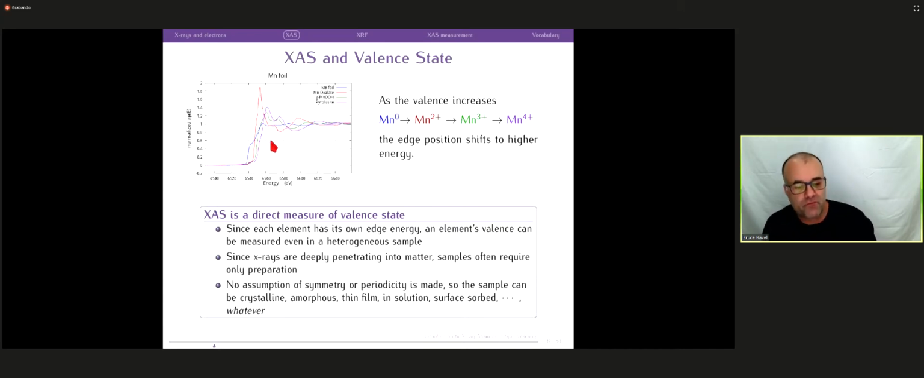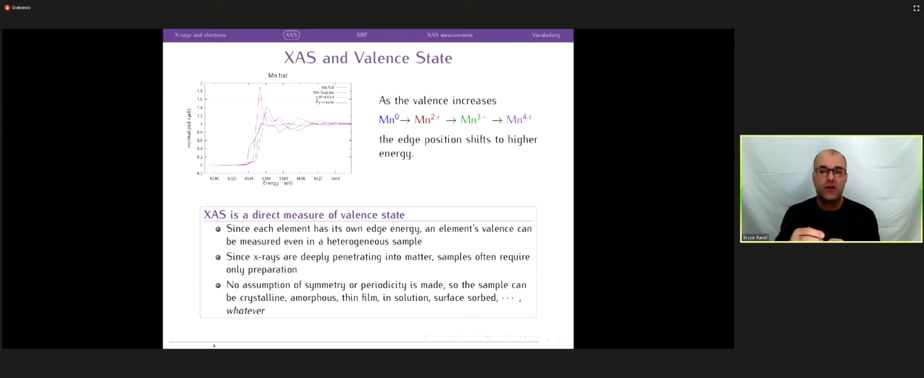The other three spectra in this plot are different kinds of manganese oxide. Manganese oxalate is manganese bound to some kind of organic ligand, but it's manganese bound to an oxygen atom, and it's in the manganese 2+ state. Manganese oxyhydroxide is the green one, the third spectrum counting from the left, and it is in the 3+ chemical state. And then pyrolusite is basically the mineral form of MnO2, and that would be a manganese 4+ material.